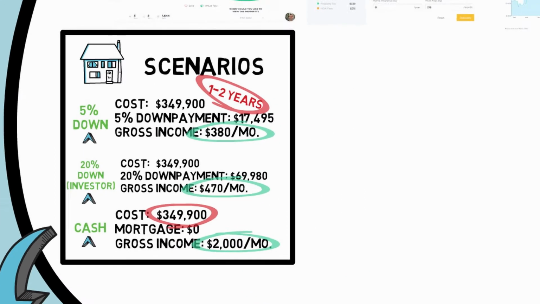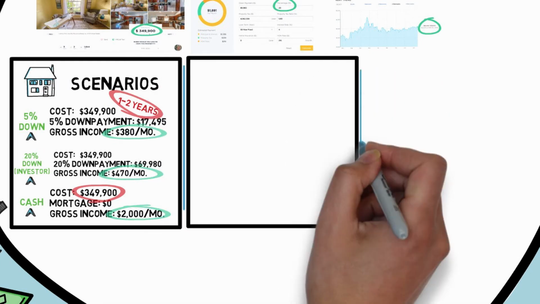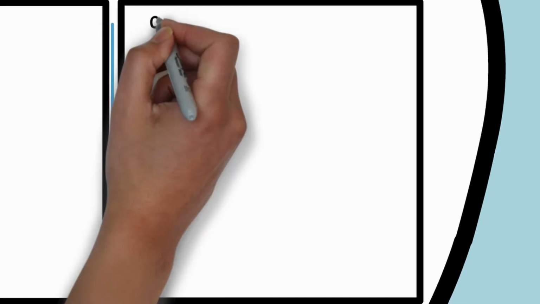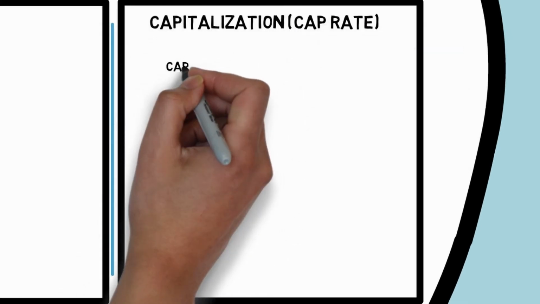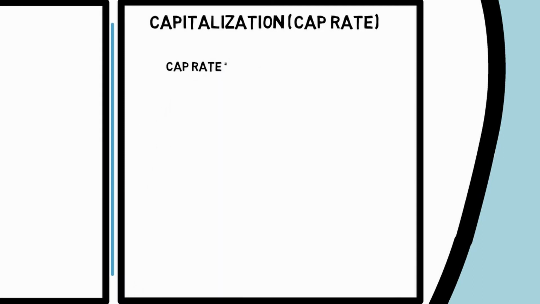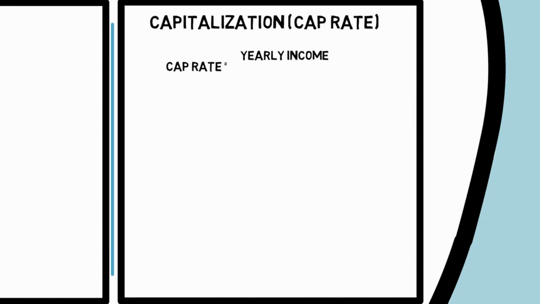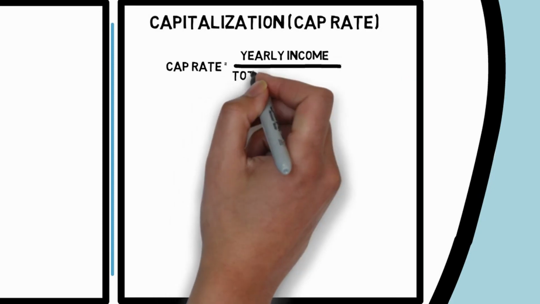So far, we have been talking about cash flow and income, but now let's talk about return. Pull out your calculator, it's time to do some math. First, let's get the cap rate out of the way. In order to calculate capitalization rate, or cap rate, you have to obtain your net yearly income for that property. Okay, net yearly income for the property, and divide that by the total home value.